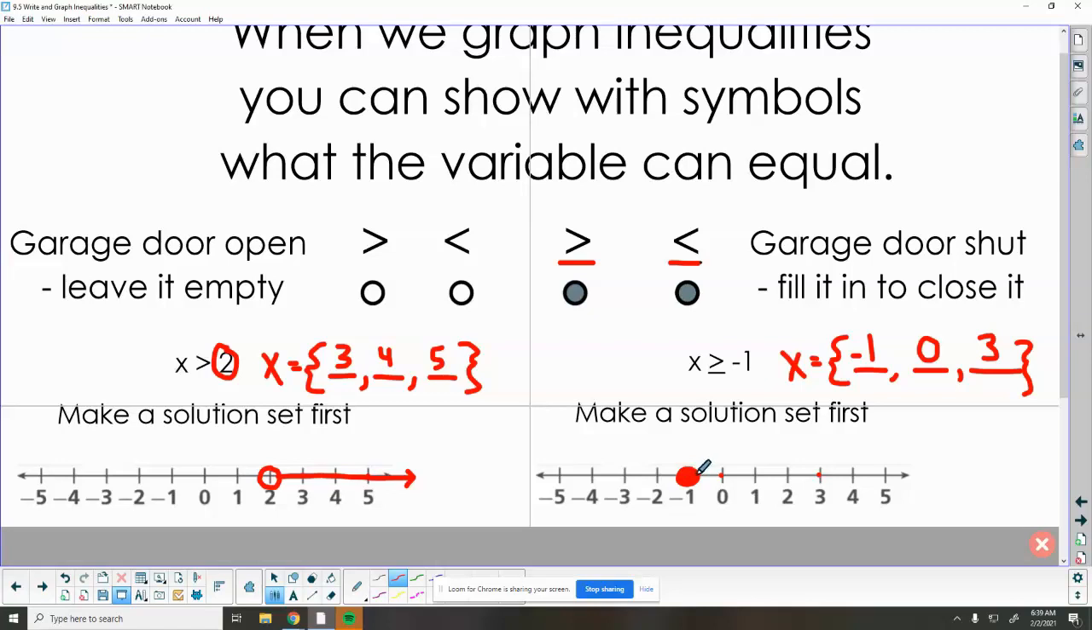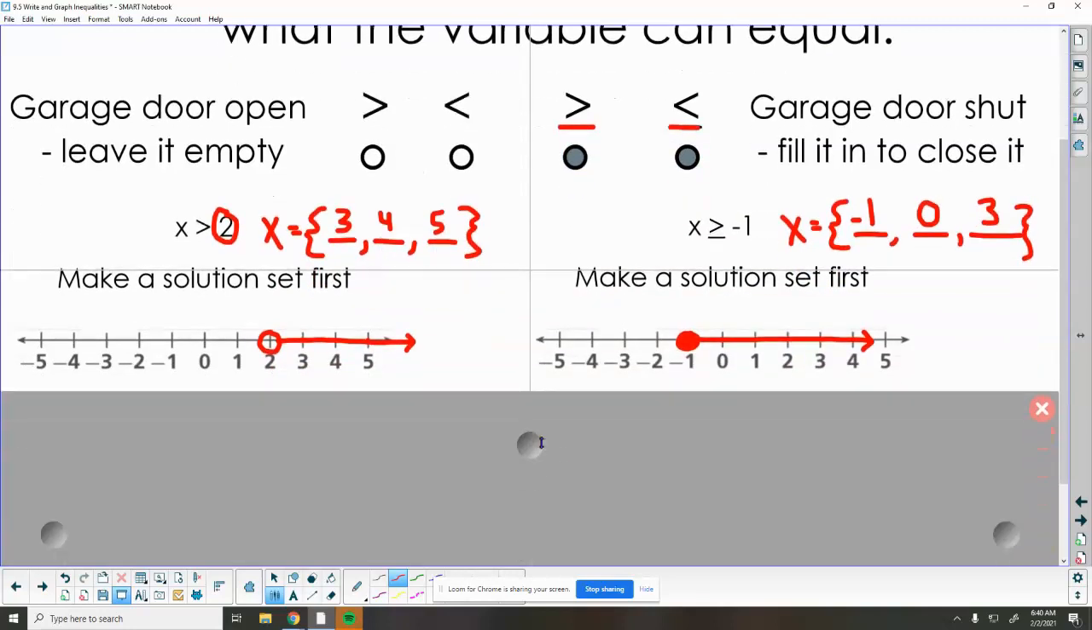And then I'm going to show it also can be any of these numbers with that arrow to say it's going to go on forever. So this way, right, I don't want to write down every single number X could be, but this shows me anything in this direction would be included as a solution of X.